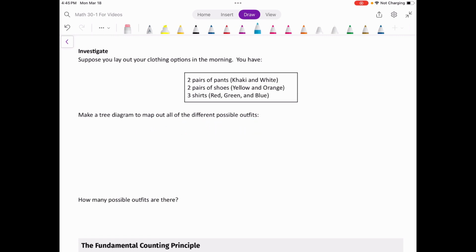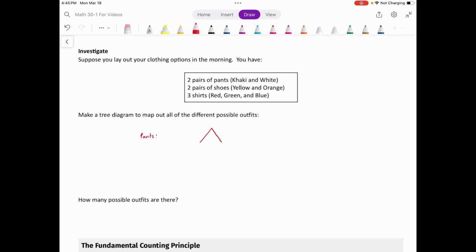We call it a tree diagram because it has branches. It shows all the different ways we could branch off and make a different outfit. So I'm just going to start out. It doesn't really matter the order we do here, but let's go in this order. Let's pick our pants first, then we'll pick our shoes, then we'll pick our shirt. Okay? So right off the bat, we've got 2 choices. So we represent that with a tree diagram like this. This is our pants.